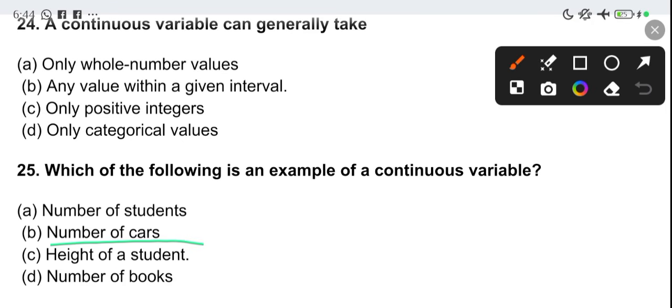Of course, we have the height of the student. Number of students can only be a whole number. Number of cars can only be a whole number. Number of books can only be a whole number. But you see, height can be 3.6 meters, 2.6 meters. Again, this is something you should take note of.